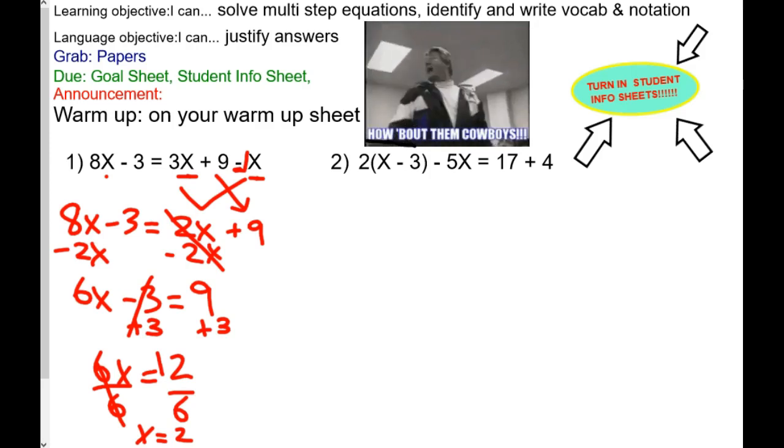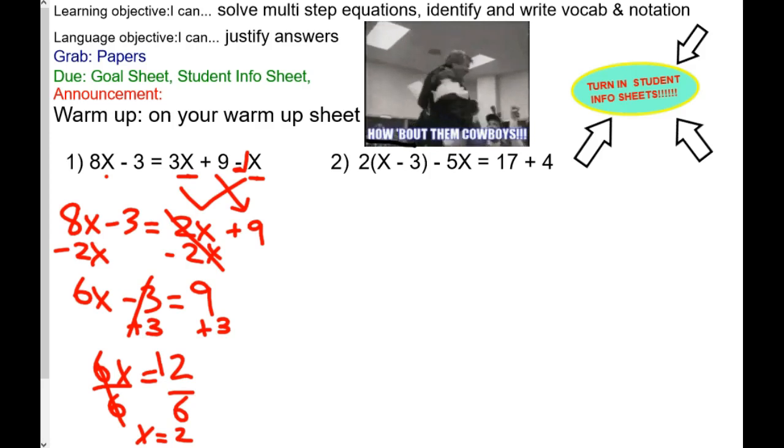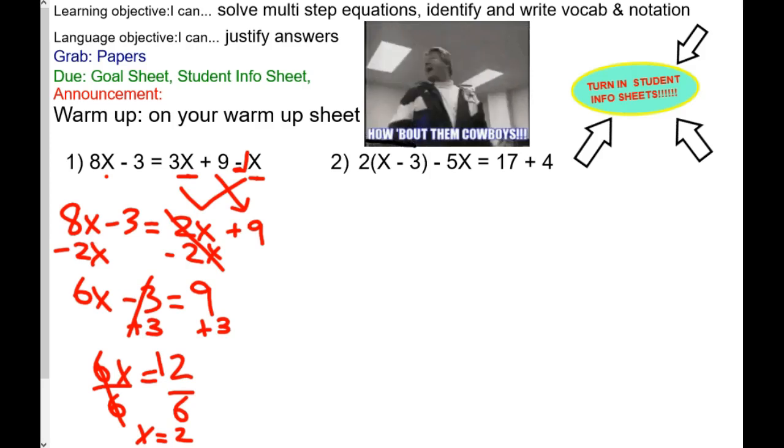Now, on number 2, I tried to give you an even more step problem, okay, because I know on Tuesday a lot of people were like bored out of their minds with one step. So here's a lot of steps. Any ideas what to do first? Combine like terms. On the right side, I have some terms I can combine, like what? What do I get?